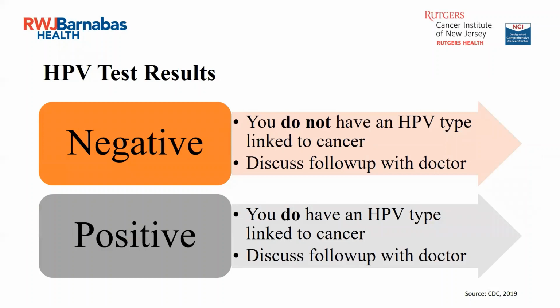So the HPV test. There are 2 potential HPV test results: negative and positive. A negative HPV test result pretty much means that you do not have an HPV type linked to cancer. You do not have a high-risk HPV type. On the other hand, a positive HPV test means that you do have an HPV type linked to cancer, or a high-risk HPV type. In both cases, talk to your doctor about following up.